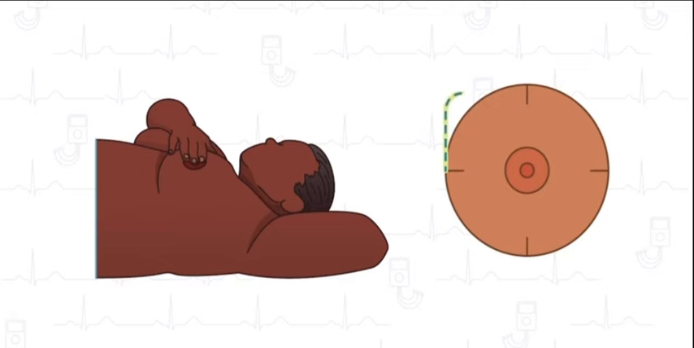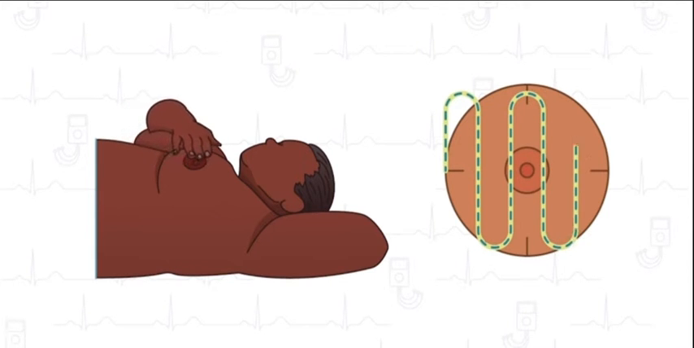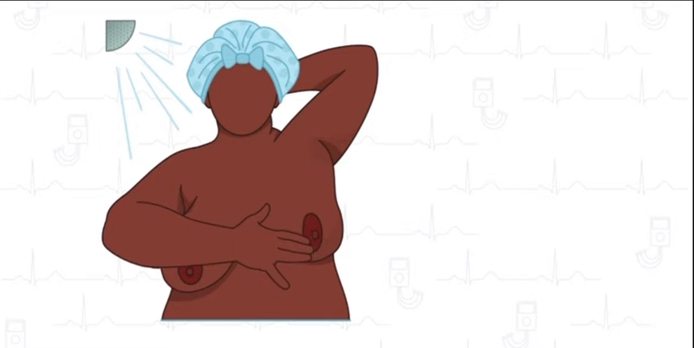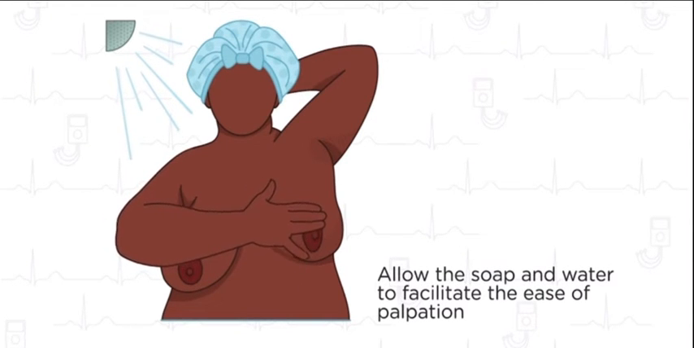Beginning at the outer edge near the axilla, move across the breast tissue in a top-to-bottom fashion, making sure to palpate all the breast tissue between the axilla and sternum. Also, palpate the area in the axilla. Instruct the patient to repeat this process on their other breast and axilla. Alternately, the patient can palpate their breasts and axillae while showering, allowing the soap and water to facilitate the ease of palpation.